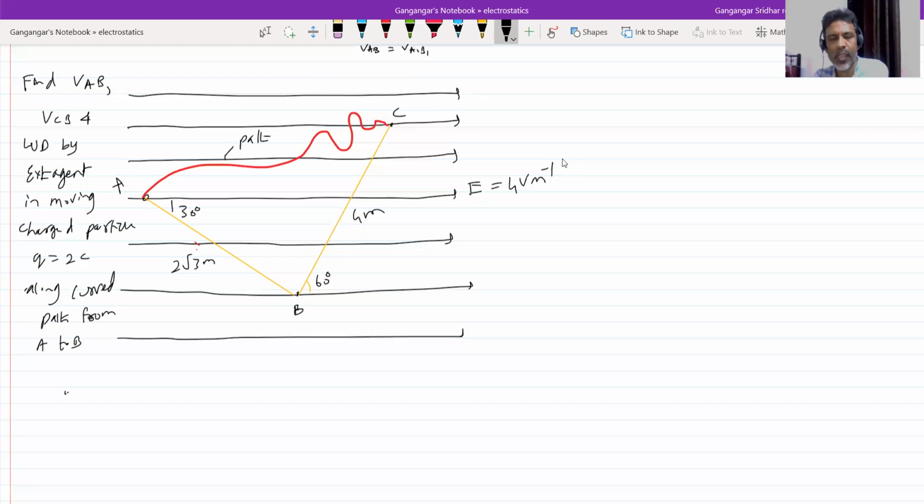Okay, read the question. There's a uniform electric field of 4 volt per meter. Some distances are given, and their orientation, some geometrical information is given, and there's a path. We have to calculate potential difference VAB, then VCB, and work done by an external agent in moving a charged particle Q equal to 2 coulombs along the curved path from A to B. An external agent, because the electrostatic field cannot move the charged particle from A to C. If you release a charged particle at A, will it reach C? No. It will just accelerate and reach point P.